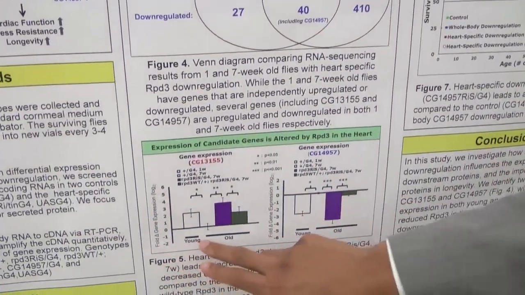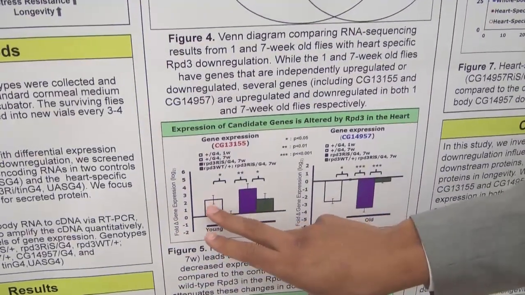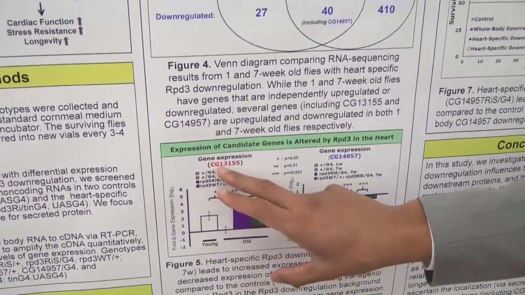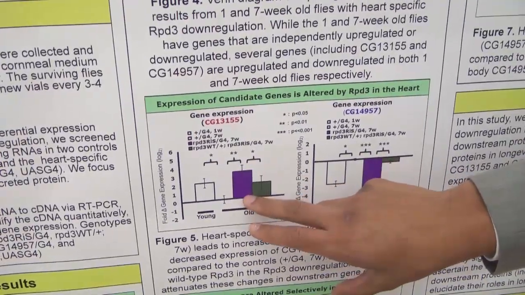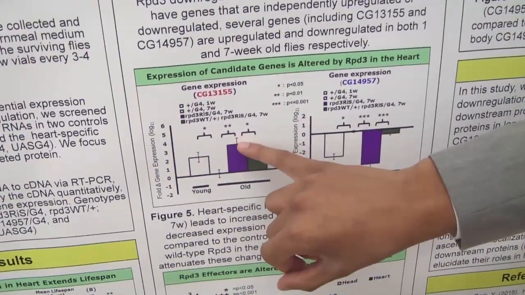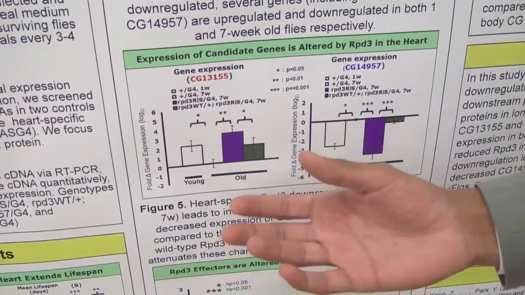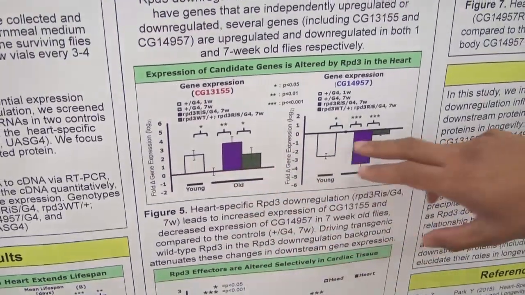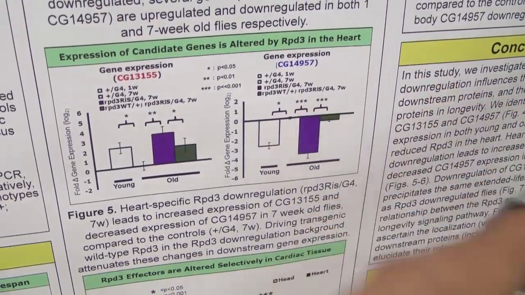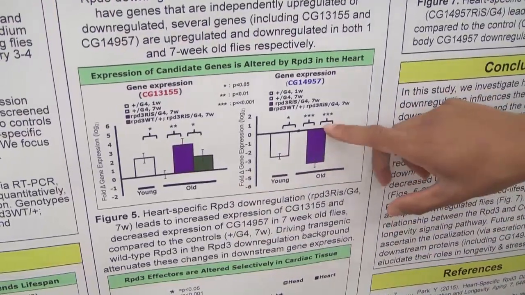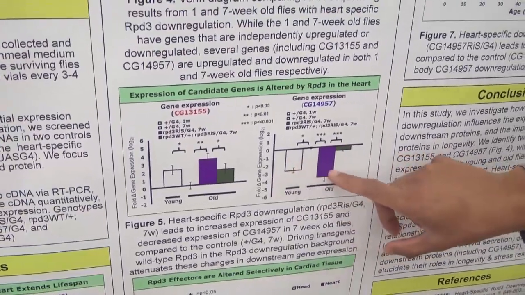Over here, as you can see, typically in a young fly compared to an old fly, in a control fly with no RPD3 downregulation, flies decrease in CG13155 expression. Now, if we decreased the RPD3 expression and downregulated it, you can see that the old flies actually mimic the expression of CG13155 within the young flies, showing that this is a process that may contribute to longevity in the old flies. Similarly, CG14957 increased over time from young flies to old flies in control flies with no downregulation. But once flies were downregulated, the amount of CG14957 expression decreased, similar to how the young flies had decreased expression as well.